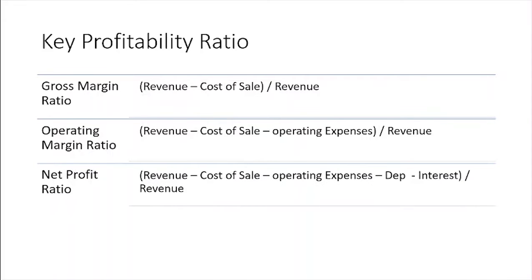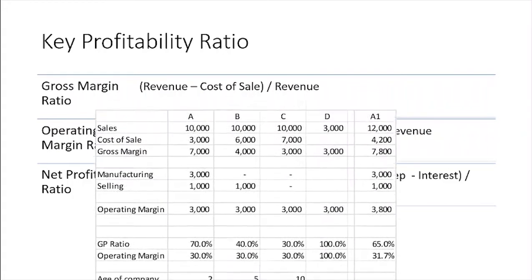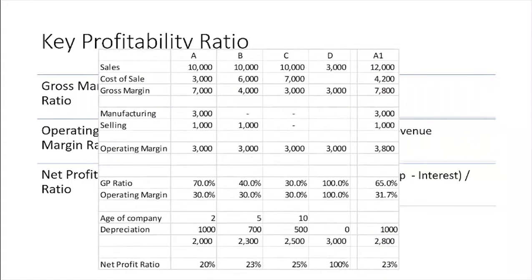and the net profit. So net profit means after deducting everything, after deducting revenue, cost of sale, operating expense, depreciation, interest, and then you divide by revenue. So there you will get your net profit ratio. So in this example, we want to understand how depreciation will make a difference.